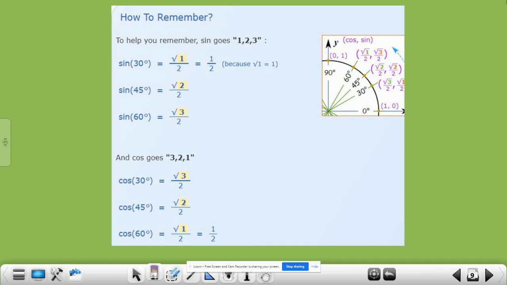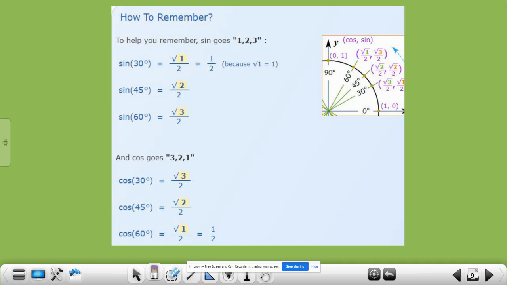If we look at this, it shows us that sine goes 1, 2, 3. So we need to know 30, 45 and 60 degree angles for sine. We could think of it as root 1 over 2, root 2 over 2, root 3 over 2. And of course, root 1 over 2 would just be a half because root 1 is 1.